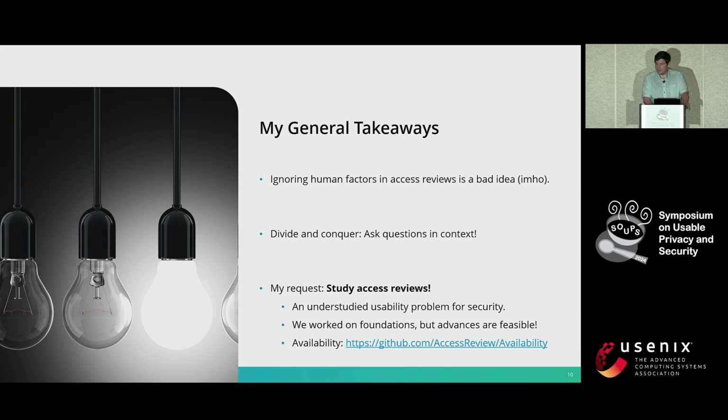And finally, my request. I think access reviews are not very well studied in science. We worked on foundations for that, but I think we can improve a lot here. So feel free to challenge this study and make it better. I would love to read more studies on access reviews, basically. We also published all of our data and the decisions the users made, open access, under the following link. You can also find it in the paper.